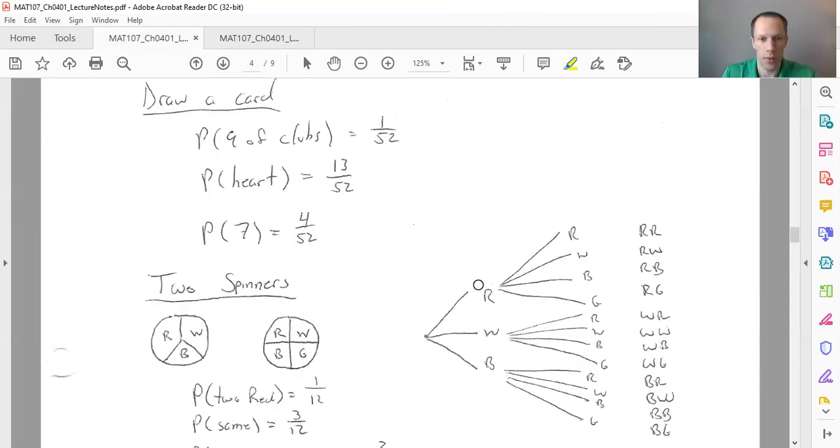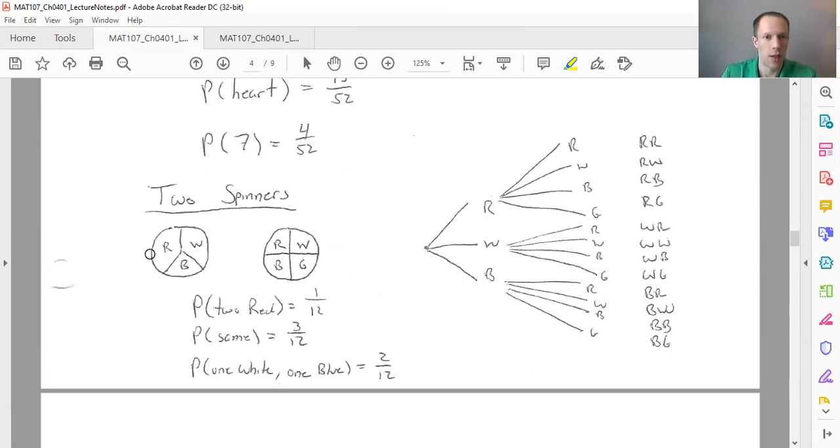Okay, let's do one more example here. Let's say we have 2 spinners. By spinners, what I mean is we have these little circles with these arrows that you could spin and see what color your arrow points to. The first spinner could be red, white, or blue. The second spinner could be red, white, blue, or green. Now we can ask questions like, what's the probability that you get both spinners to land on red?